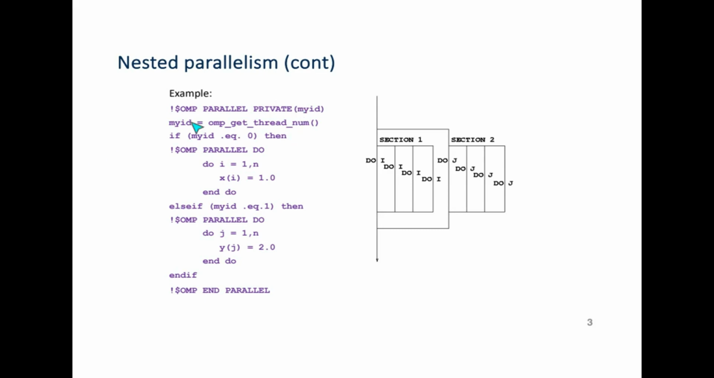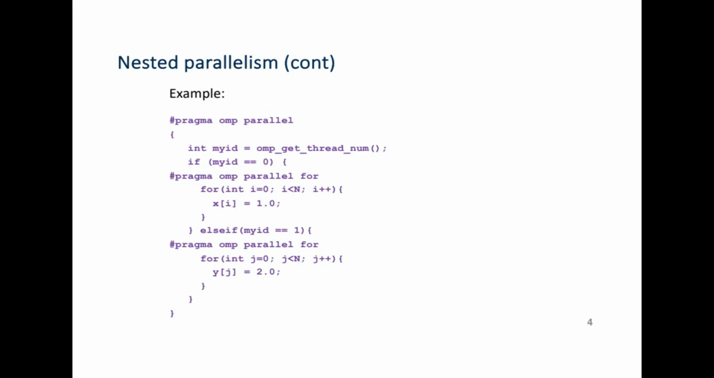You could also use sections for this particular example. If you've come across that, you could use the sections construct for the outer level here to specify these two blocks as independent blocks to be executed by different threads at the outer level. But I've just written it out explicitly with if tests here. So basically, that's the same example in C.